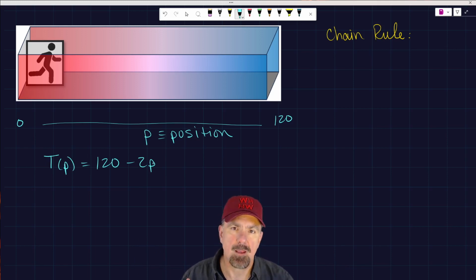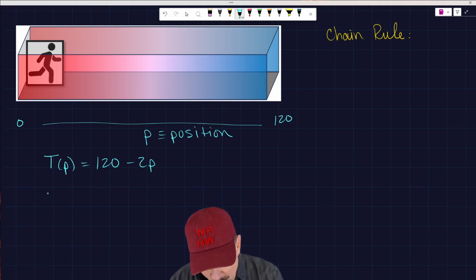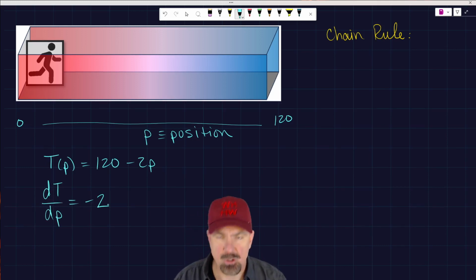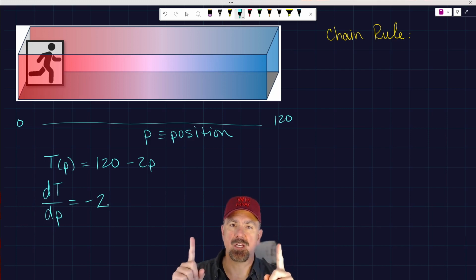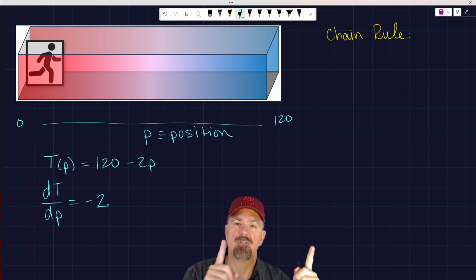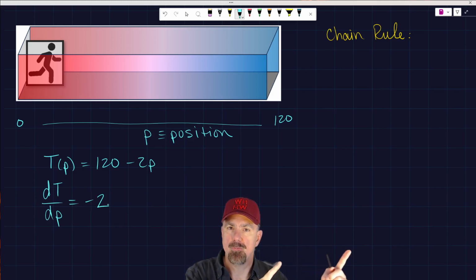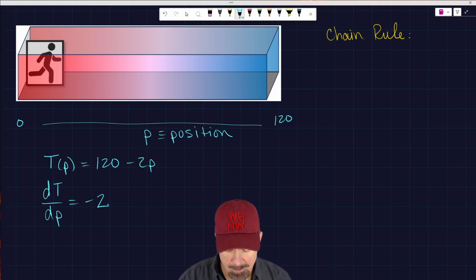So being able to find the rate of change of temperature in the room with respect to position is quite easy. We can take the derivative of T with respect to P, and of course that's just -2. We are losing 2 degrees for every foot that we go through the room. That makes perfect sense to us.